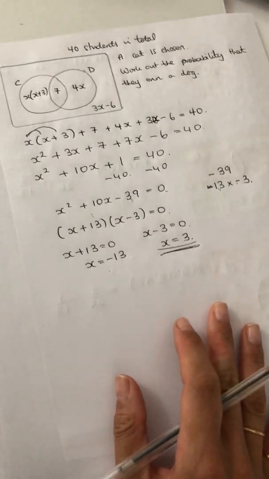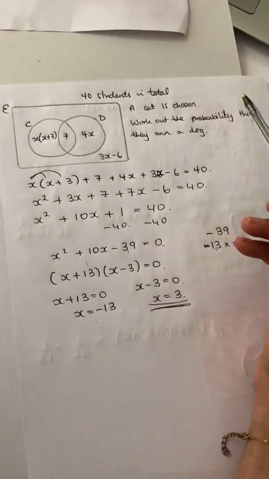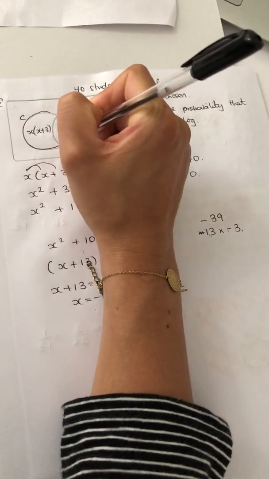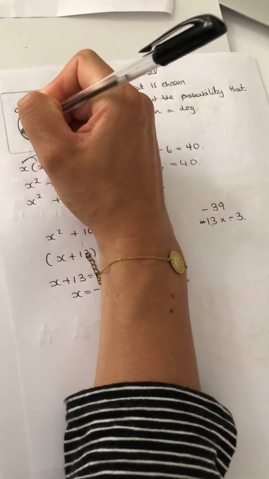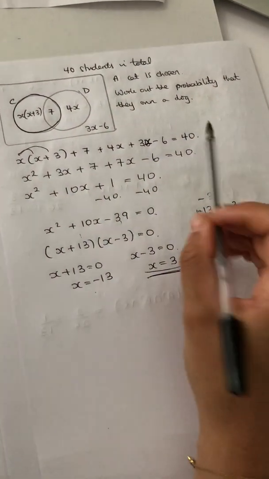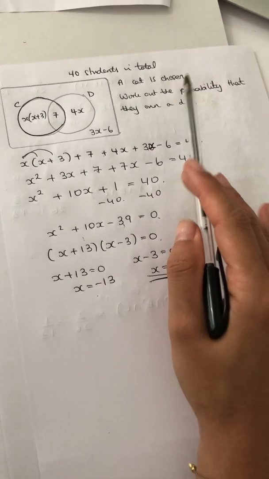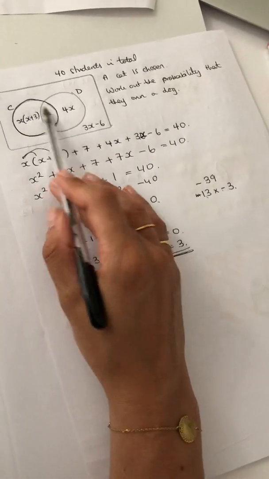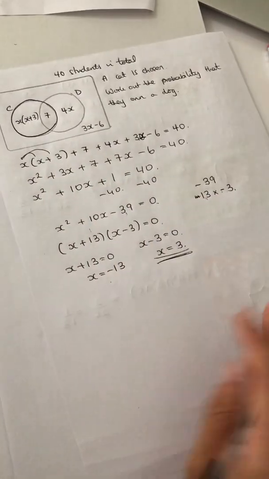And the question says that they own a cat. This is where a lot of people go wrong. We know that the student owns a cat, so we're only going to be looking at this circle. But we want to work out the probability that if they own a cat, that they own a dog. So we want to work out how many students own a cat to start with.